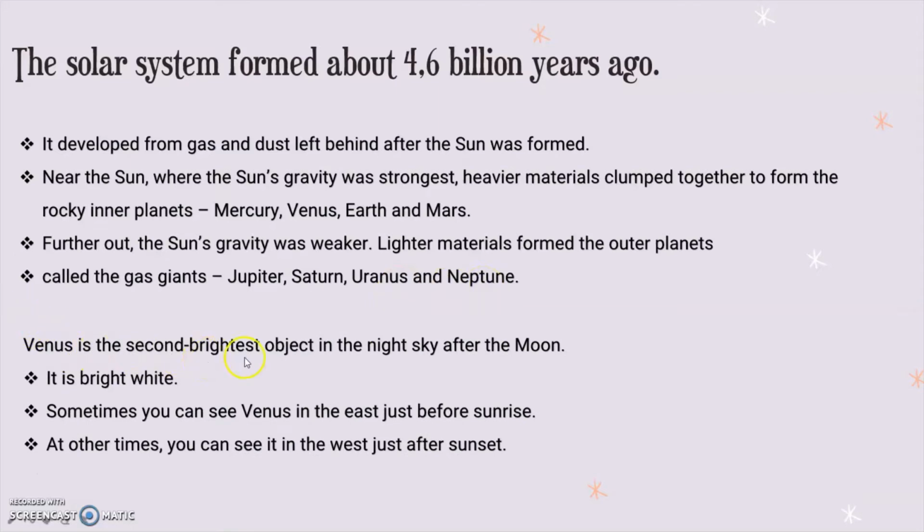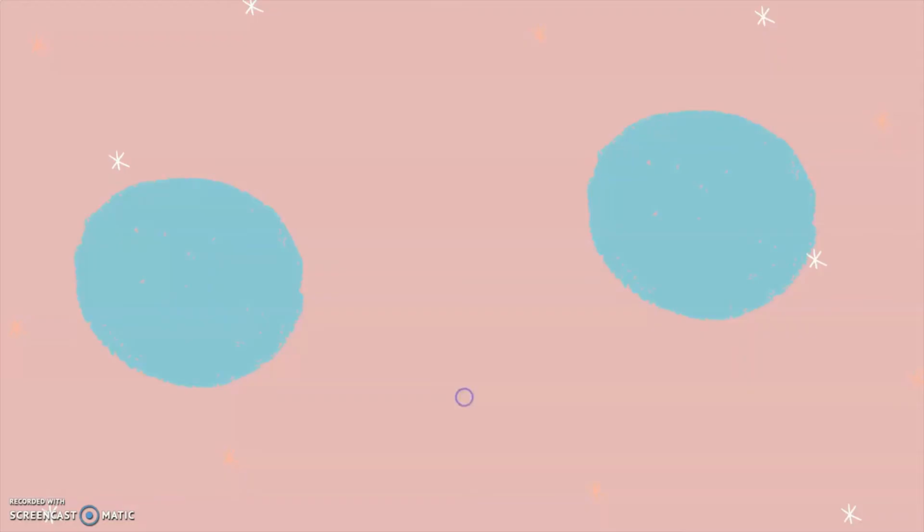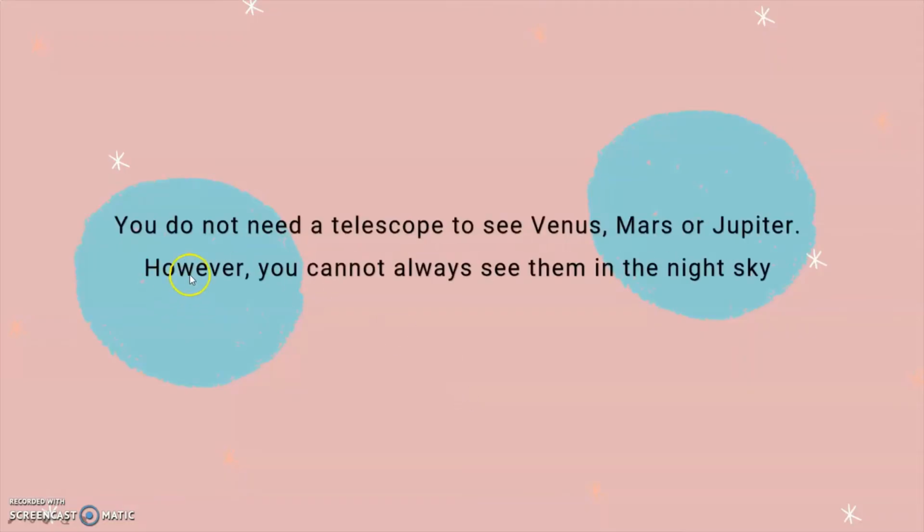Venus is the second brightest object in the night sky after the Moon. Venus is bright white. Sometimes you can see Venus in the east just before sunrise. At other times you can see it in the west just after sunset. Next, you don't need a telescope to see Venus, Mars, or Jupiter. However, you cannot always see them in the sky.